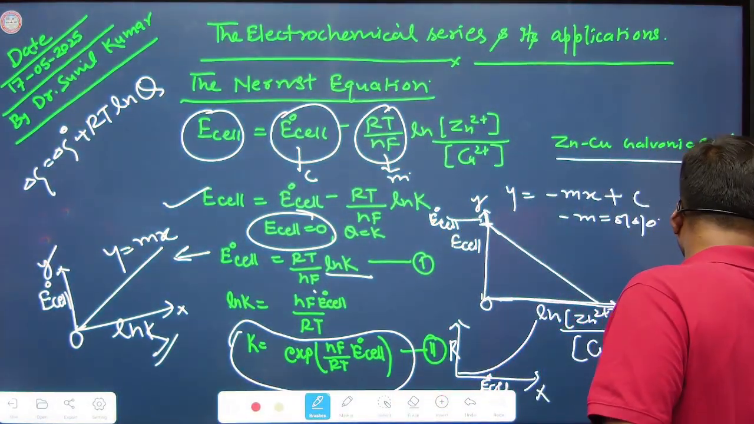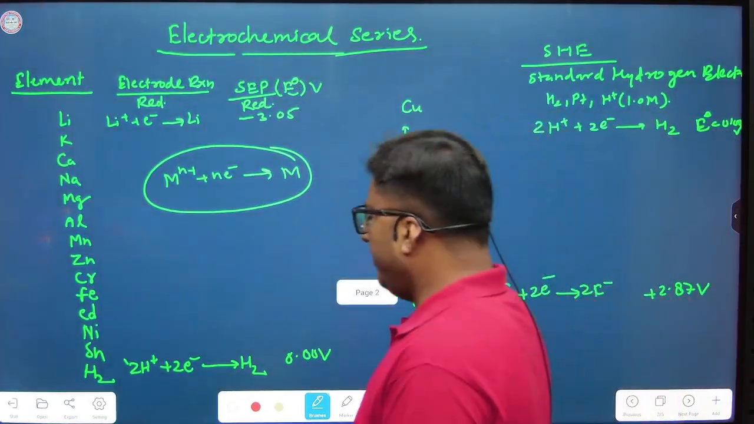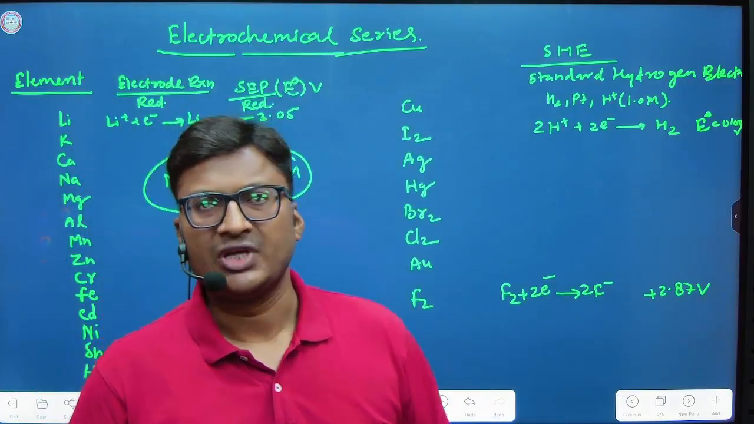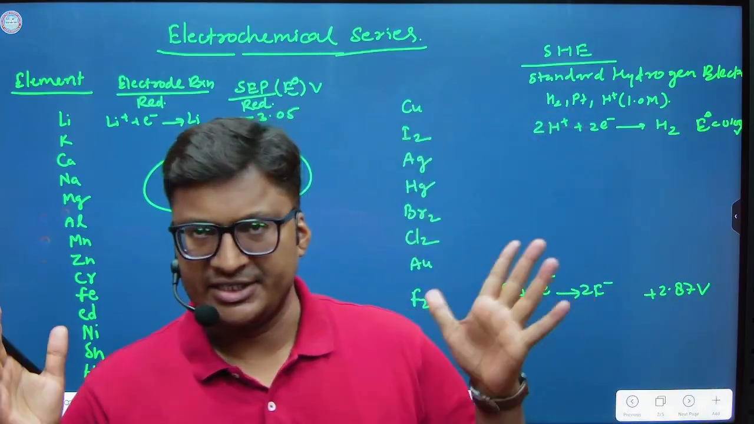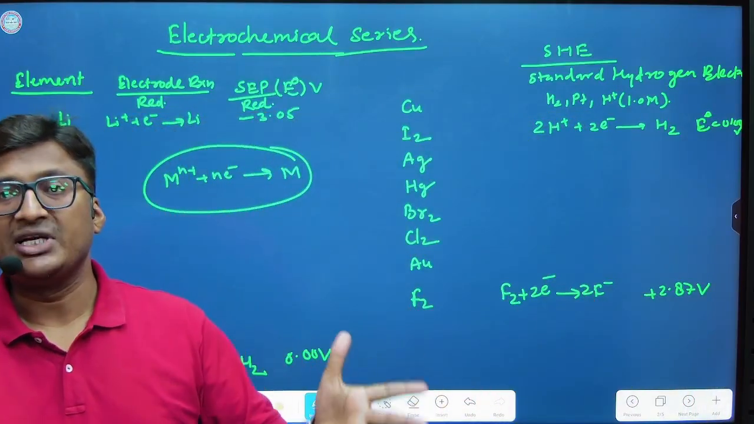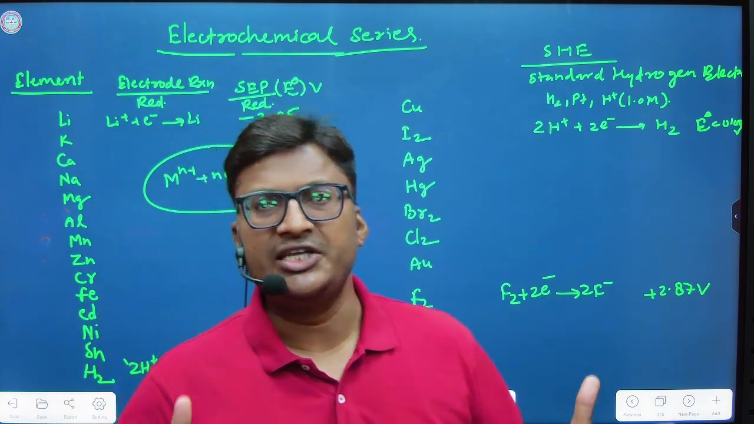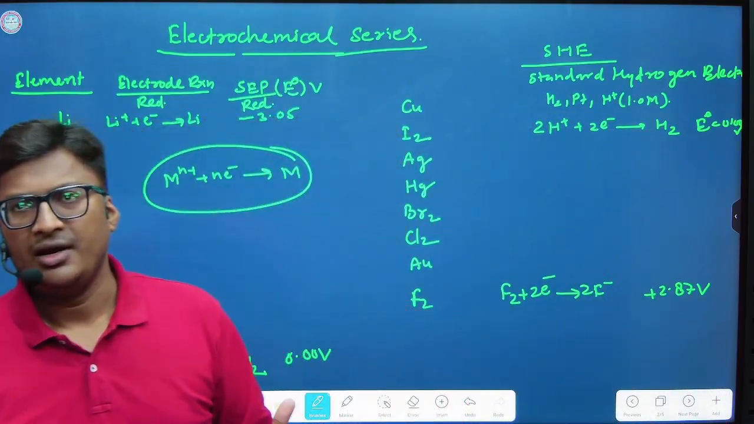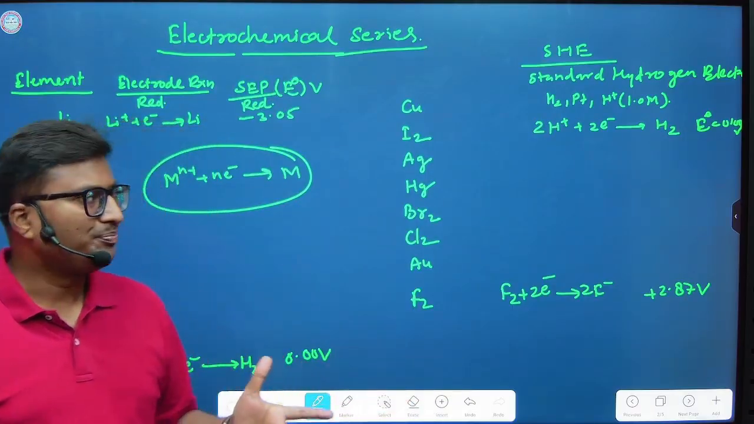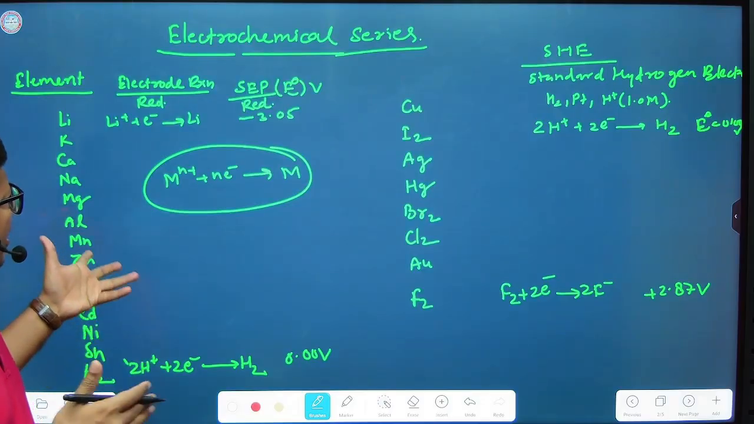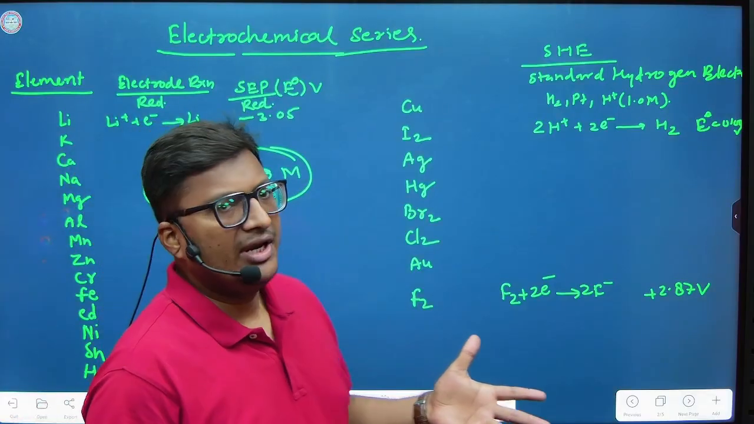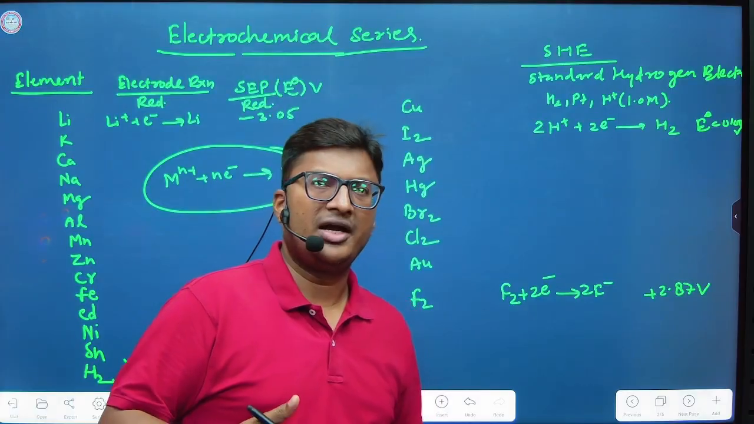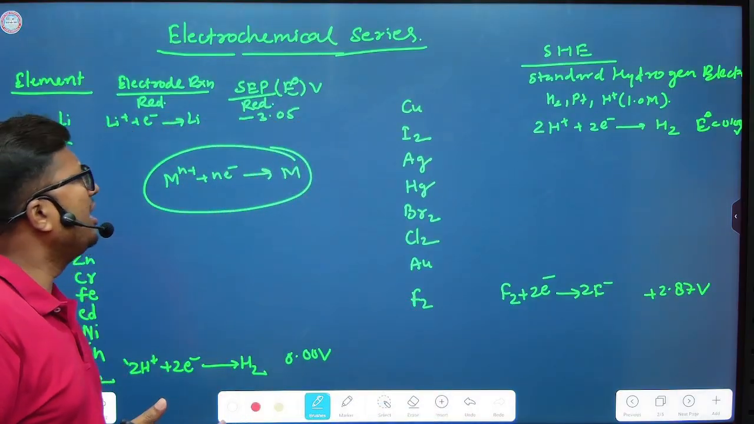So now coming to the main point, that is the electrochemical series and its fundamental applications, right? So what is the electrochemical series? The electrochemical series is a set of elements that has been arranged in increasing order of standard reduction potential, right? So that series is called the electrochemical series.